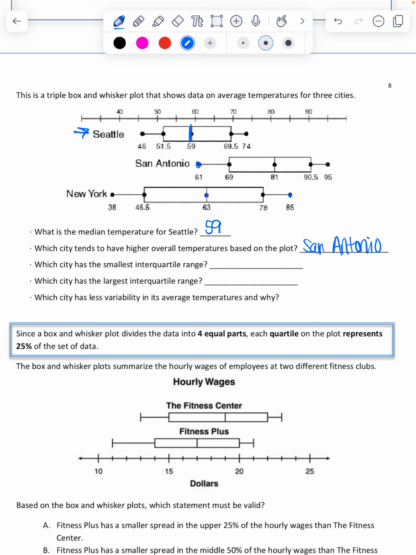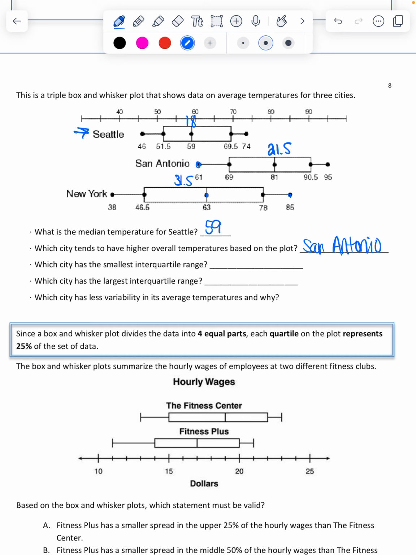Which city has the smallest interquartile range? So you could mathematically find all of the actual ones by doing 69.5 minus 51.5. So this one has an interquartile range of 18. 90.5 minus 69 for San Antonio is 21.5, and 78 minus 46.5 is 31.5. So we're looking for the smallest one.